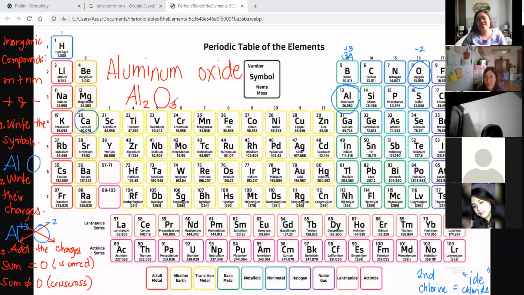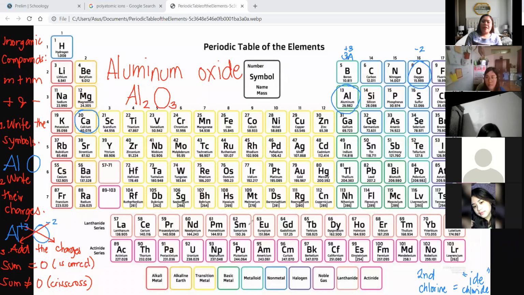Nasundan? Did we get the same answer? Dinha sa inyong gisulat. Parehas ba tag-answer? Yes, ma'am. Again, Al2O3 ha. Nakita ninyo class, crisscross. Ang charge class ni oxygen will become the subscript of aluminum. And ang charge ni aluminum will be the subscript of oxygen.